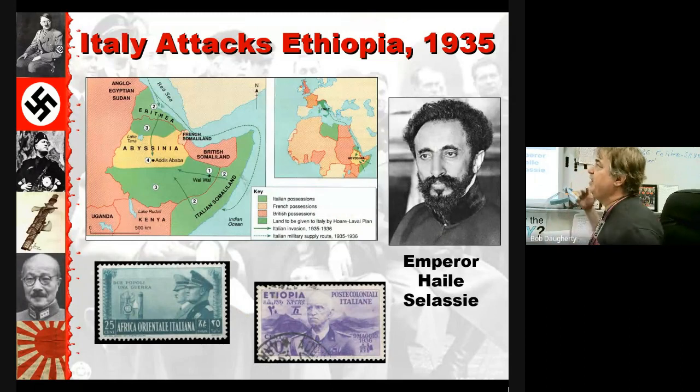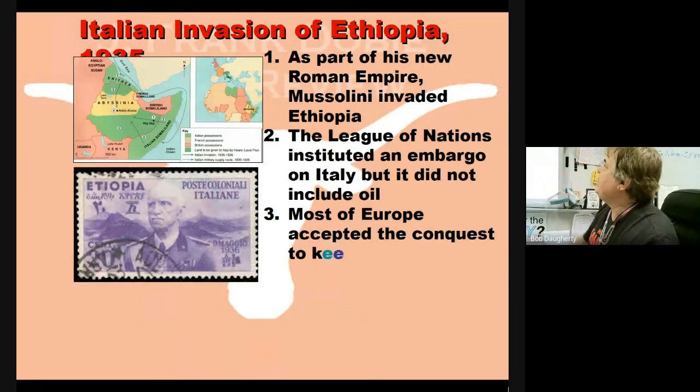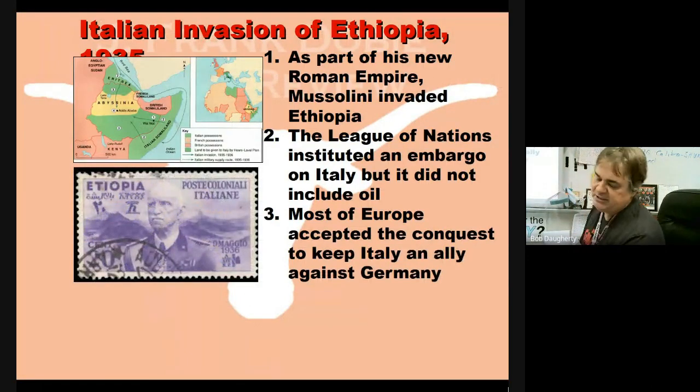Remember, Italy had been kind of left out of the old imperialism scramble for territory. So in 1935, Italy invaded Ethiopia, okay? And once again, the League of Nations did very little. They tried to put an embargo on Italy, not sell them stuff, but the one thing they let be sold was the one thing that would have mattered.